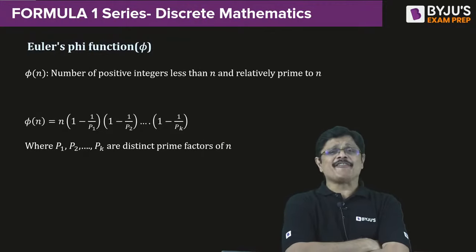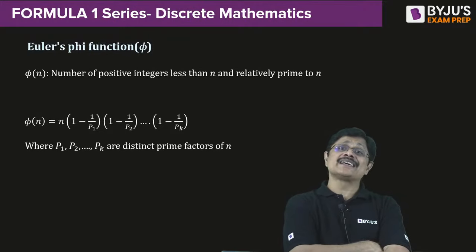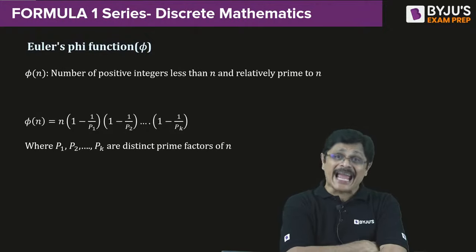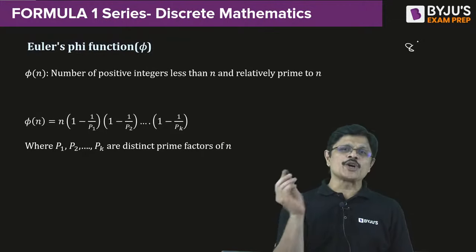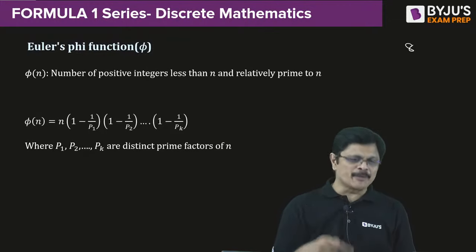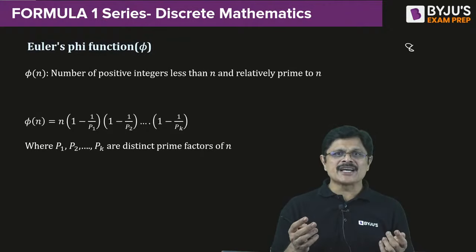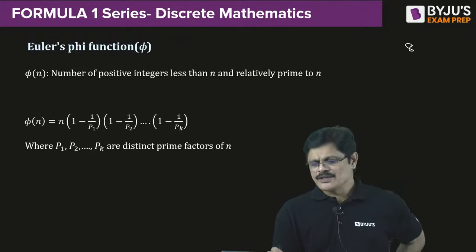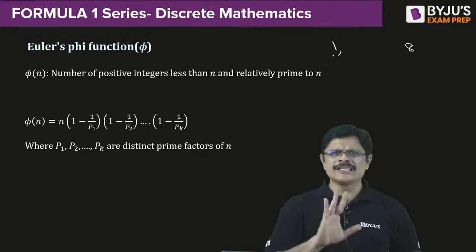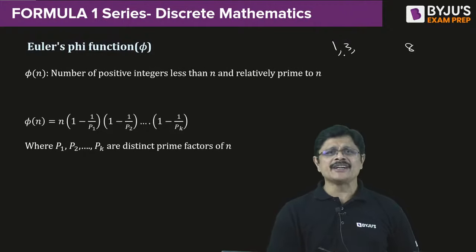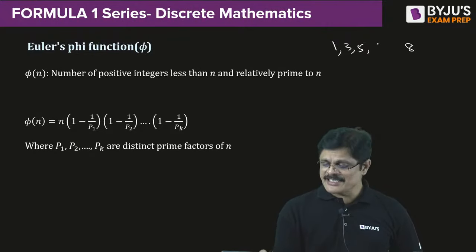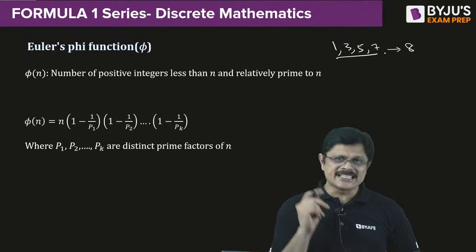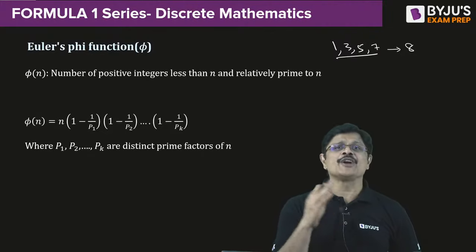First of all, what is Euler phi function, sir? When you say phi n, what is it? Number of positive integers less than n and relatively prime to n. For example, if I say 8, what are the positive integers less than 8 and relatively prime to 8? Relatively prime means their GCD must be equal to 1. So 1 is relatively prime to 8, 2 is not, 3 is relatively prime to 8, 4 is not, 5 is relatively prime to 8, 6 is not, 7 is relatively prime to 8. These are the positive integers which are less than 8 and relatively prime to 8.